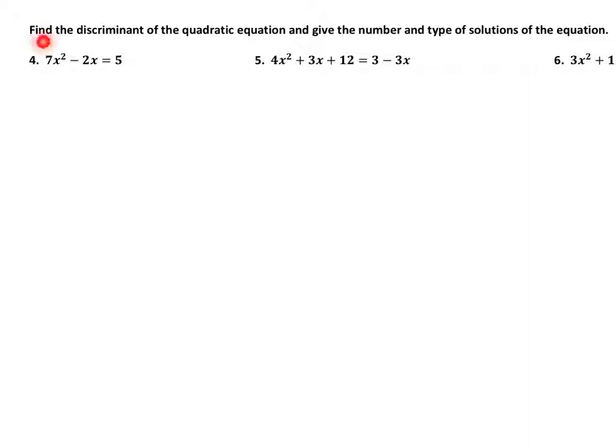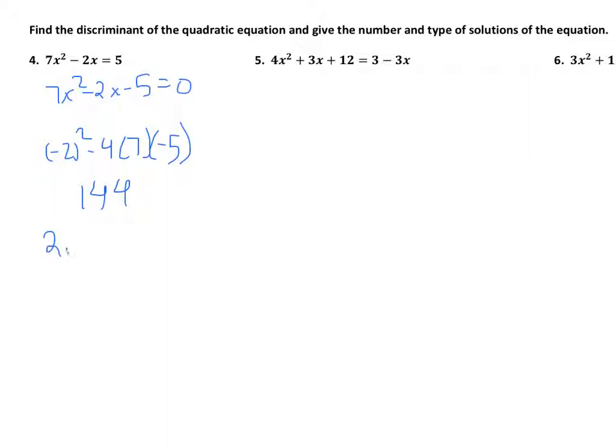Okay, it says, find the discriminant of the quadratic equation and give the number and type of solutions. Okay. So, first thing, get it into the standard form. Now just calculate b squared minus 4ac. So, negative 2 squared minus 4 times 7 times negative 5. We get 144, so that means 2 real solutions. Okay, so try the next one.